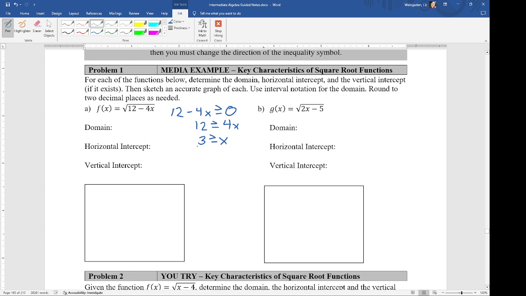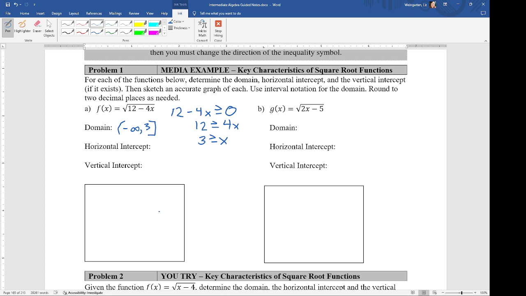So our domain, x must be less than or equal to 3 in order to get real numbers in our range. So I'm going to write that in interval notation. The domain can go as low as -infinity, but x cannot exceed 3. But it can include 3 because we can take the square root of 0.